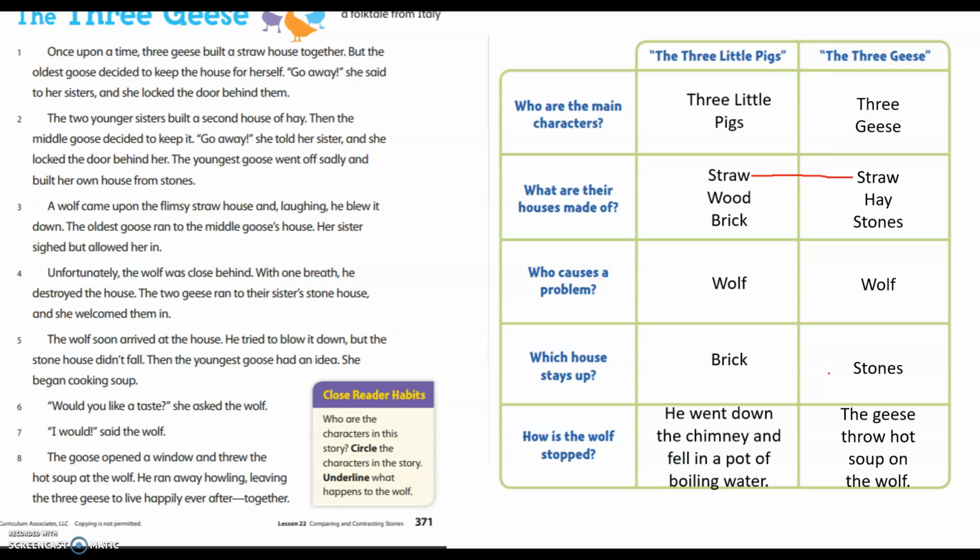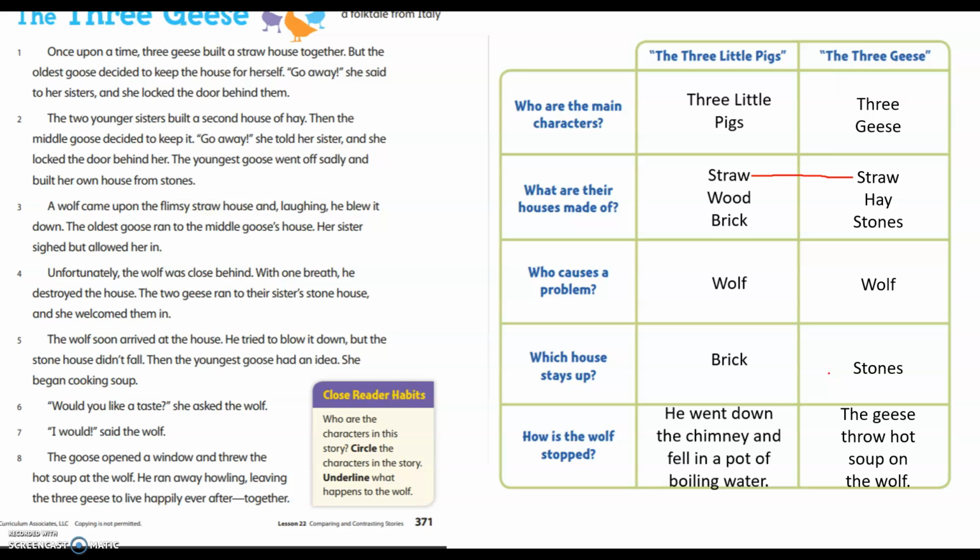And then how is the wolf stopped in the end? These are kind of the same and kind of different. First of all, it's a hot liquid that's burning the wolf, right? They are different too. How are they different, these solutions? You might have said that they're different because one is in the chimney and one gets thrown at him, right? One is soup, one is water. So they're similar, but they're different at the same time.